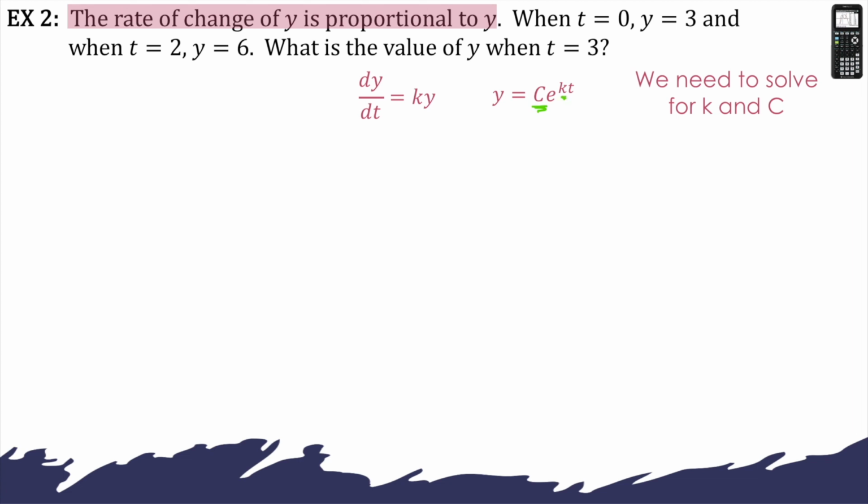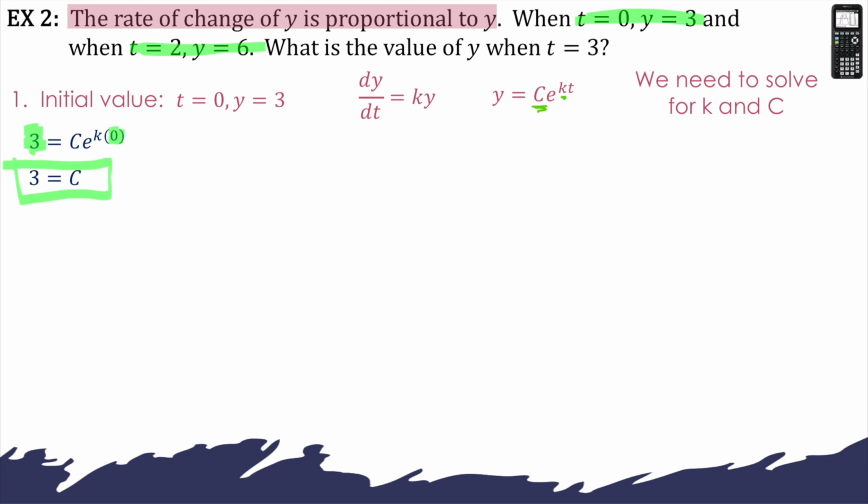And if we're solving for two variables, thankfully, we have two sets of inputs. So we'll use the initial value. We'll plug in 3 for y and 0 for t. And e to the 0 is 1. So we know that c equals 3. And that makes sense because c is known as the initial value. So I actually could have just taken c from right up here to begin with because I have an initial value at t equals 0 of 3. But it works out even if you have to find c. And then we'll use our next value to find k.